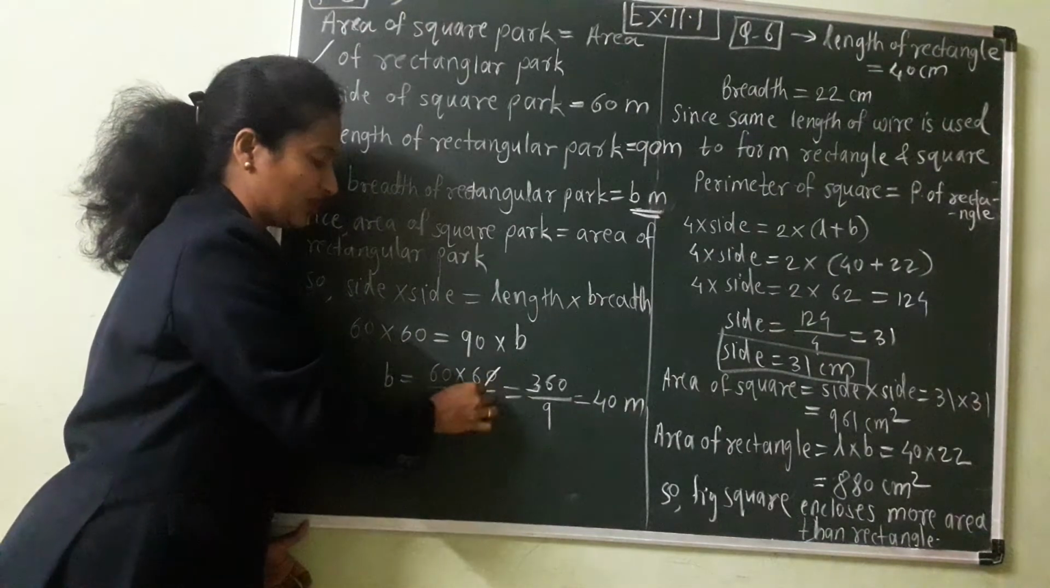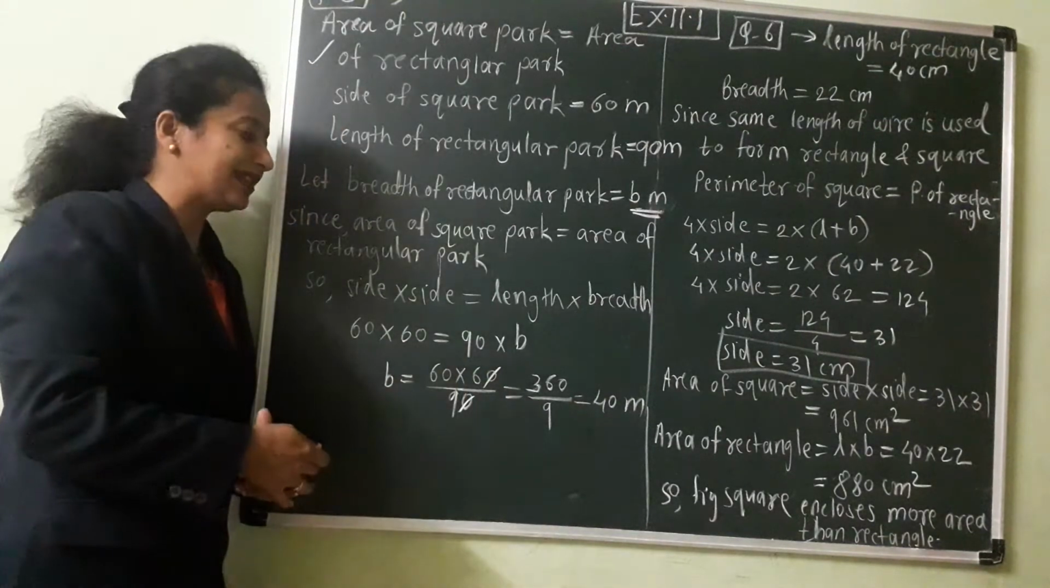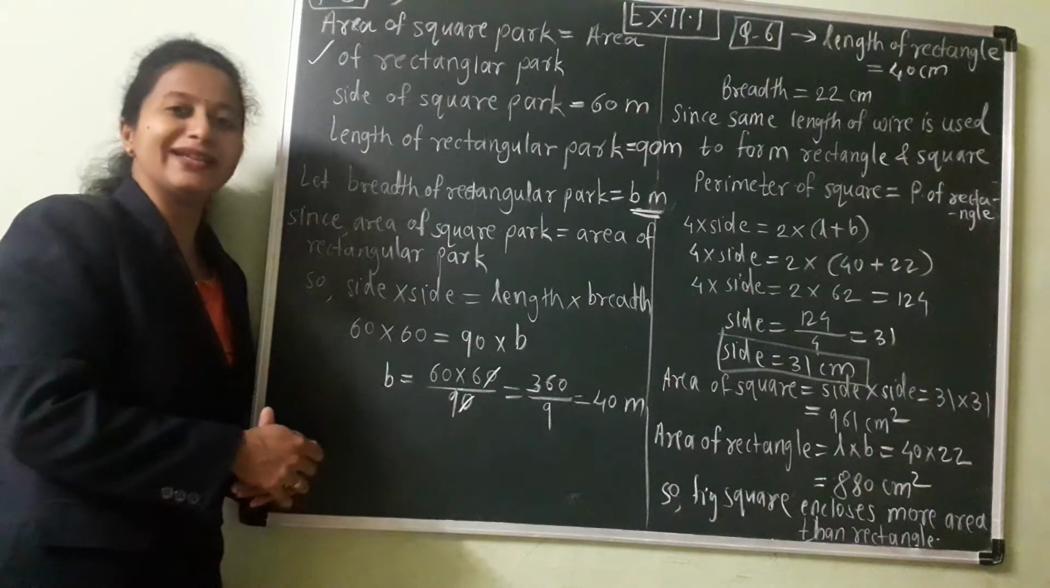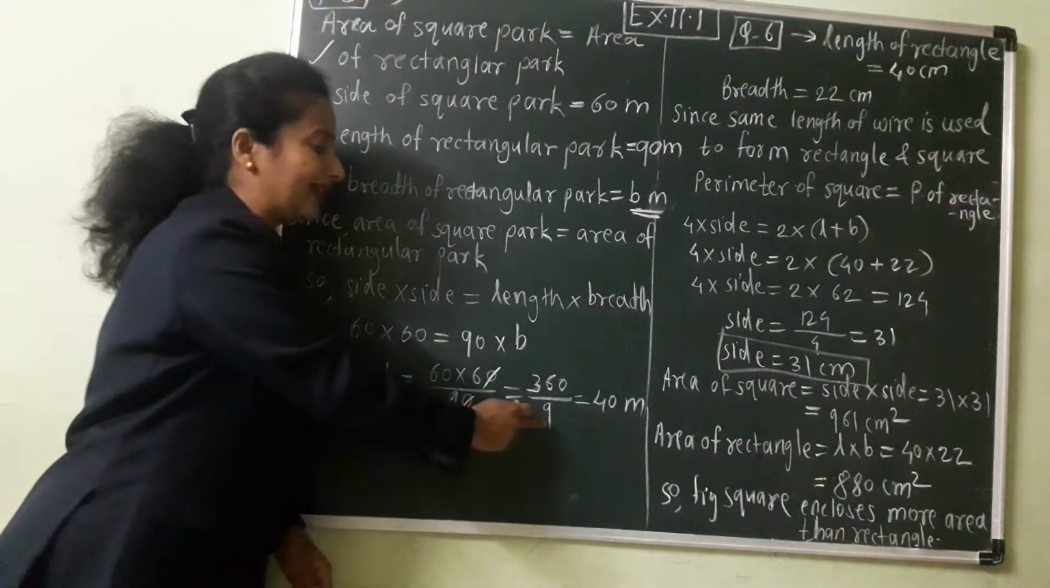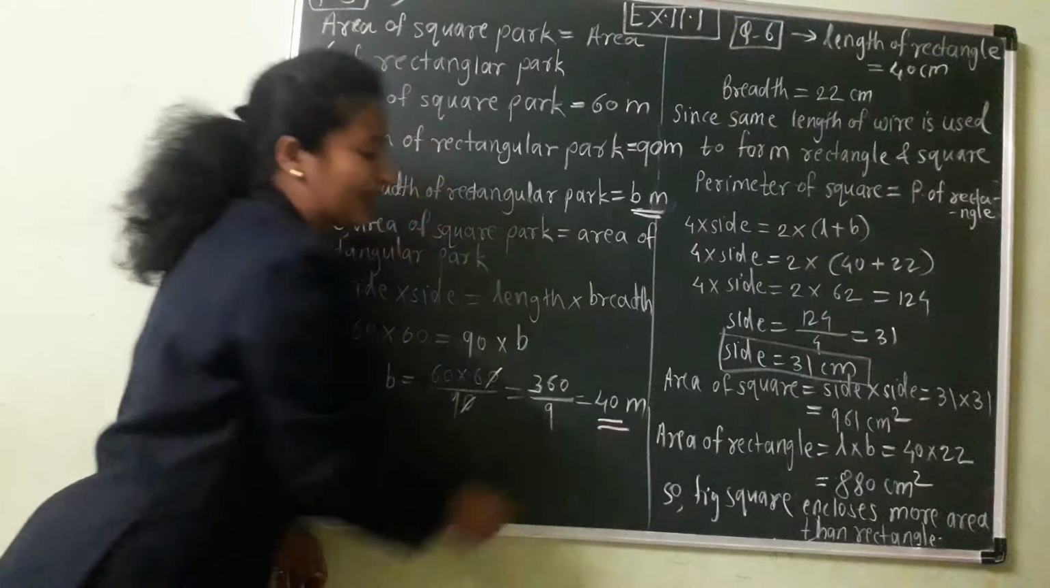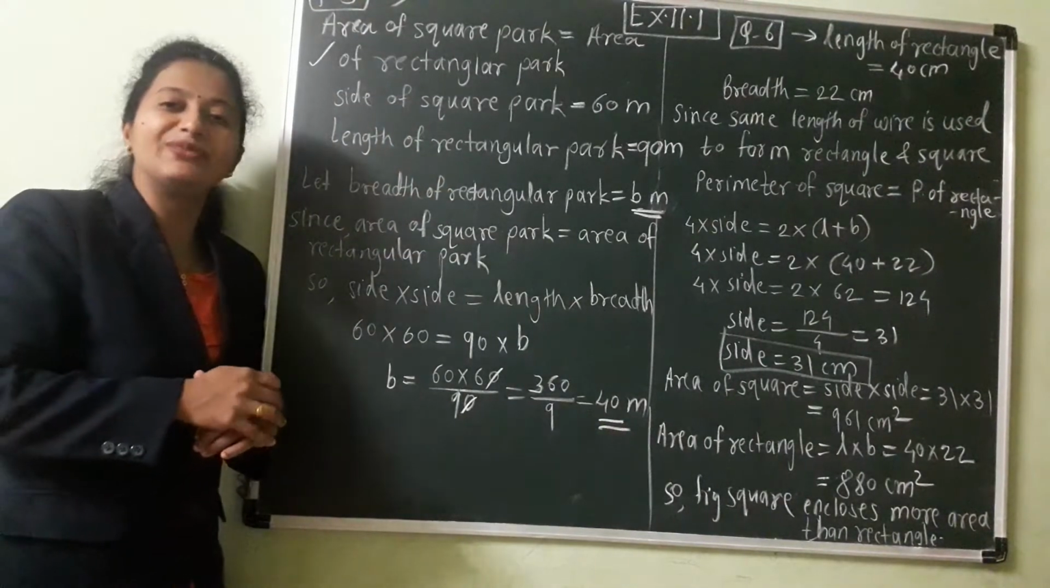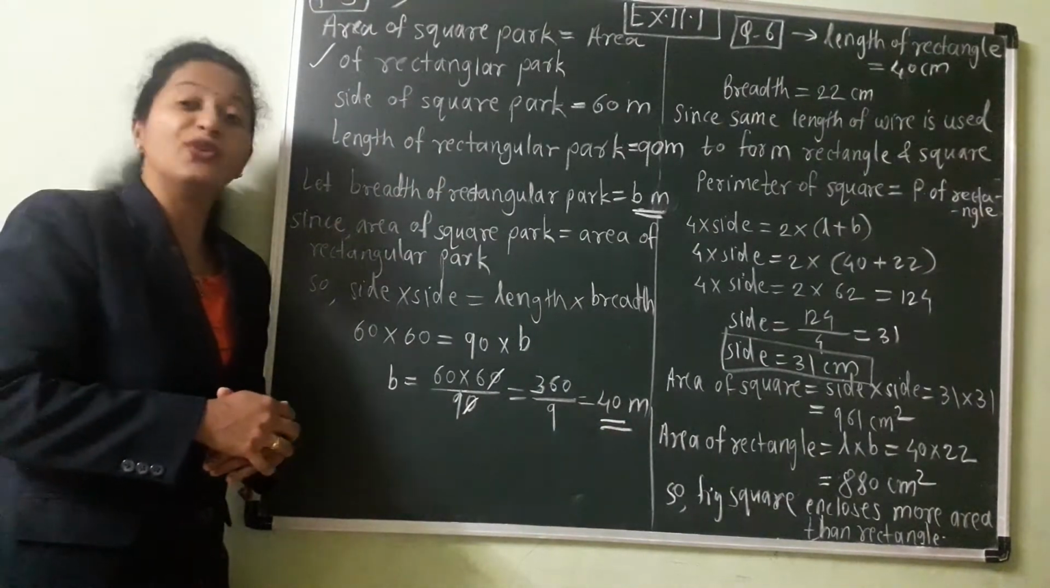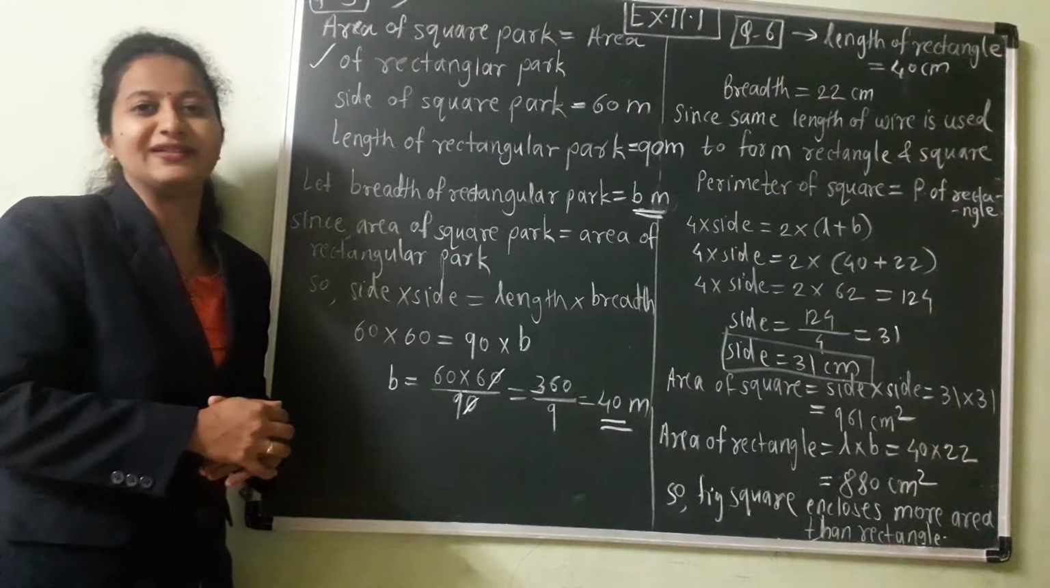Now we can cut the zeros. So 60 multiplied by 60, you will get 360 as a product, and divide by 9. So you will get the answer as 40 meter. That means the breadth of the rectangular part is 40 meter, and this is the final answer.